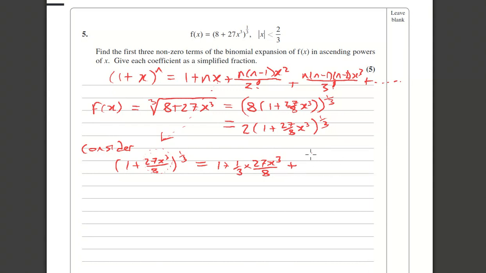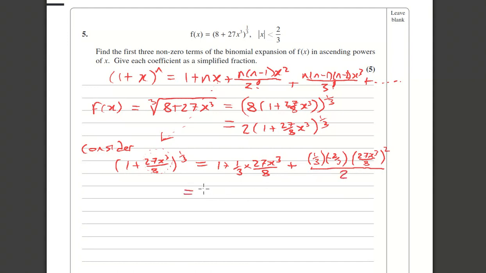Now it's going to be a third. It always winds me up when somebody wants to write a third minus 1 here. If you're one of those people, change your ways. Please do a third take away 1 in your head. Multiplied by, now we've got to do 27x cubed over 8. And we've got to square that. It's going to be ugly. You might want to get your calculator out for this one. And then don't forget, we've got to divide that by 2 factorial.